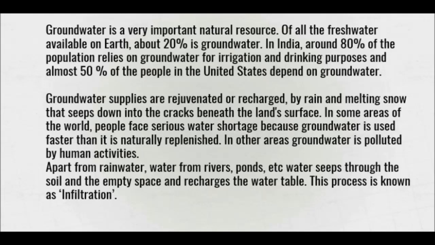Groundwater supplies are rejuvenated or recharged by rain and melting snow that seeps down into the cracks beneath the land's surface. In some areas of the world, people face serious water shortage because groundwater is used faster than it is naturally replenished. In other areas, groundwater is polluted by human activities.